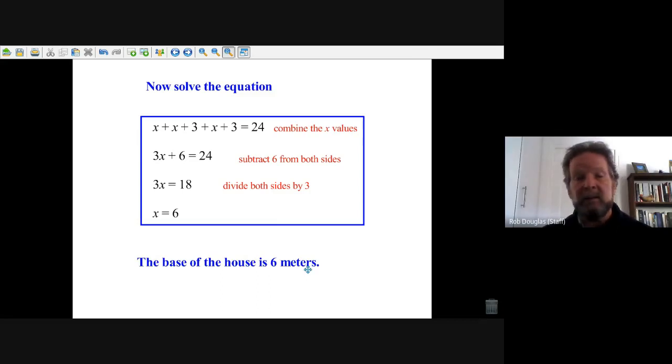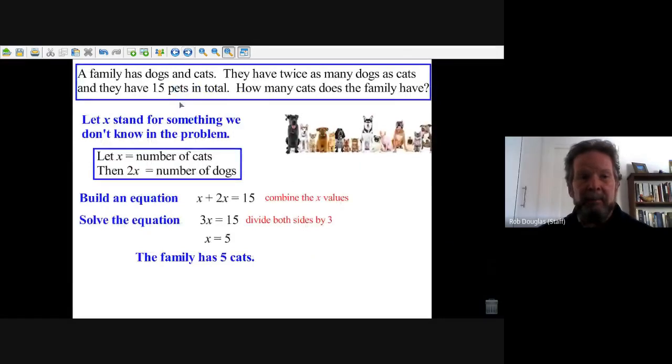And that's your answer. When I give you these problems, I want you to do all of these things: let x equal the things you don't know, build an equation, solve the equation, and then give the answer in words too. So I want you to do all of that.